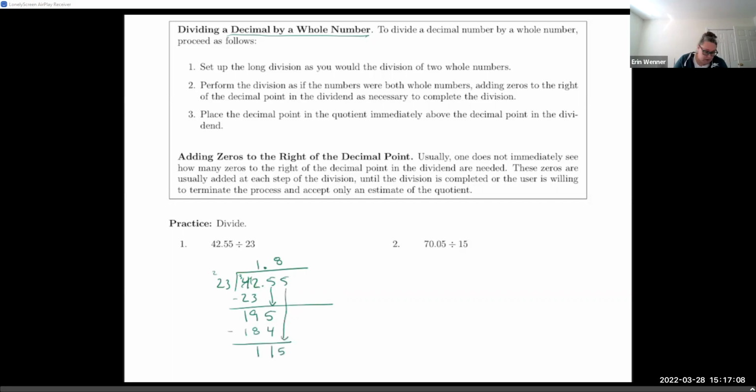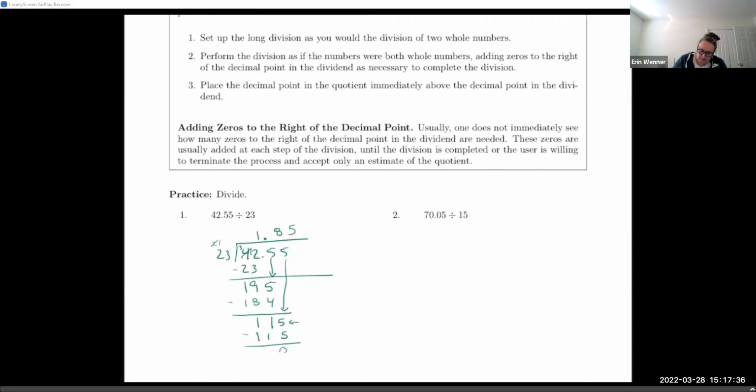So now we're going to do 23 into 115, and that goes 5 times. A hint about how I knew it went in 5 times: I need to remember, what can I multiply 3 by to get a 5 at the end? Because I'm looking at this 5 right here. And I know 5 times 3 is 15. So let's try that 5. So 5 times 3, like I said, is 15. We're going to carry the 1. 5 times 2 is 10, plus 1 is 11. And so this goes in a whole number of times. There's no remainder. So 42.55 divided by 23 equals 1.85.